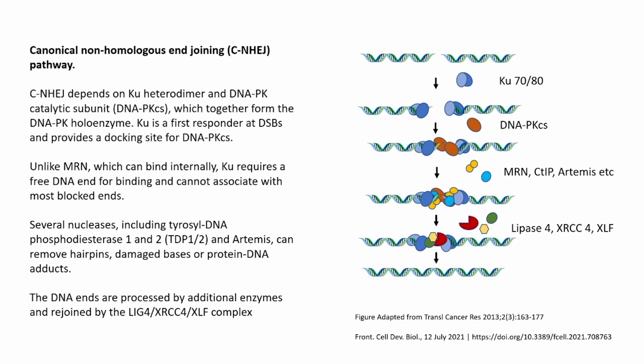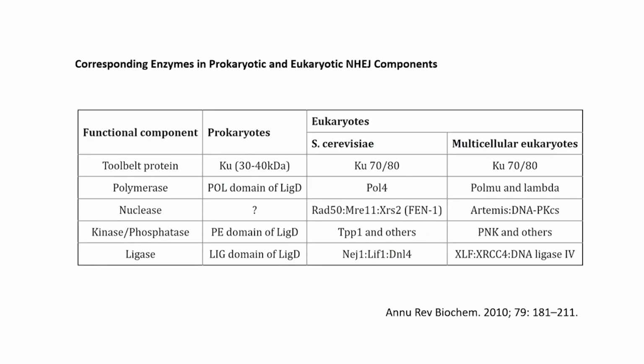The DNA ends are processed by additional enzymes and rejoined by the LIG4, XRCC4 and XLF complex. So, you can see here the various players like MRE11, CtIP and Artemis, etc. Let us now compare the enzymes present in prokaryotes and eukaryotes which carry out the non-homologous end joining process.